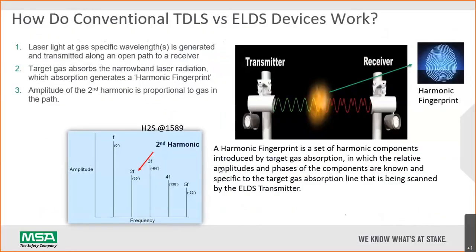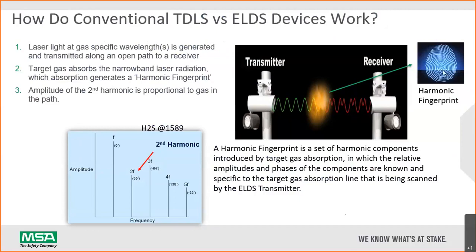But how do conventional TDLS and ELDS devices work? TDLS was in the market long before ELDS. Okay, so there is a transmitter here, and this is a receiver. Traditionally, for all open path detectors, one transmitter and one receiver are there. On the transmitter side, the laser is there. So the transmitter transmits the light, and if there is any target gas, it hits the gas, and there is absorption of the infrared radiation, and that absorption basically generates a harmonic fingerprint.